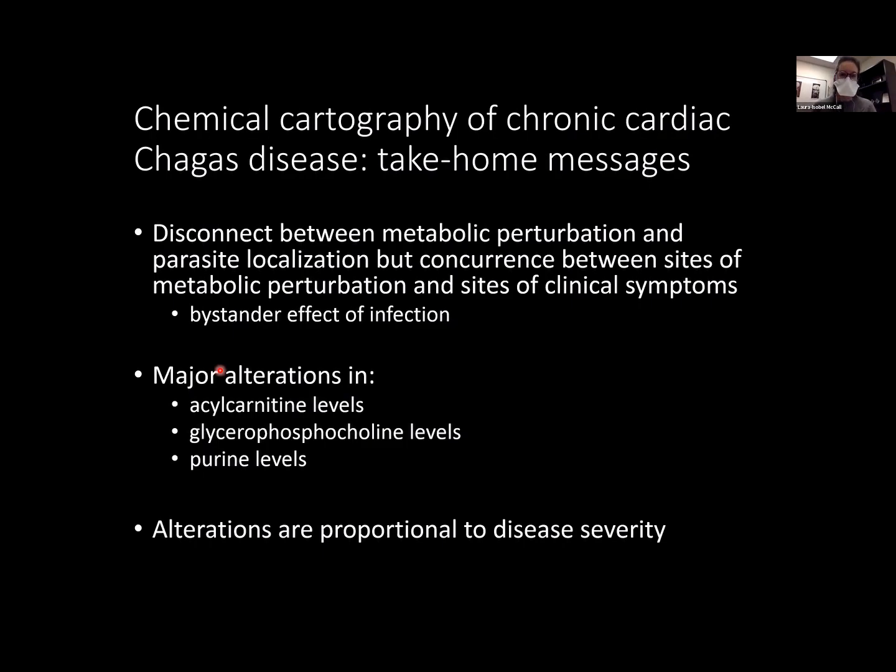Okay, so for cardiac Chagas disease, what I showed you is that we have this disconnect between where the parasites are and where metabolic changes are happening, but this very nice concordance with metabolic changes versus sites of disease symptoms. We have changes in, I showed you data for glycerophosphocholines, but we also have changes in multiple different chemical families, including acylcarnitines and purines. And these changes are proportional to disease severity.